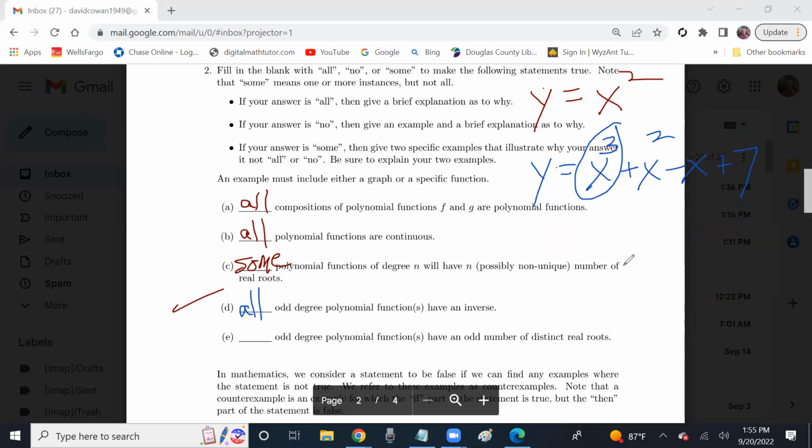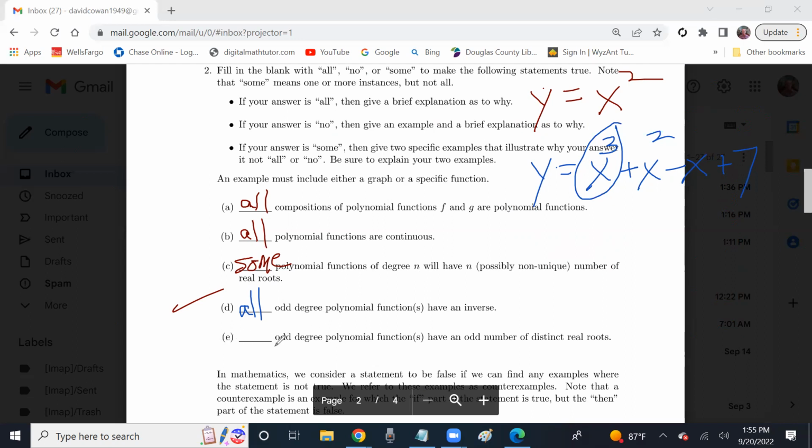So I'm going to say all, not some. If I could find even one that did not, then it would be some. But I can't think of any that I know of that don't. And I'm pretty sure that all is the correct answer.